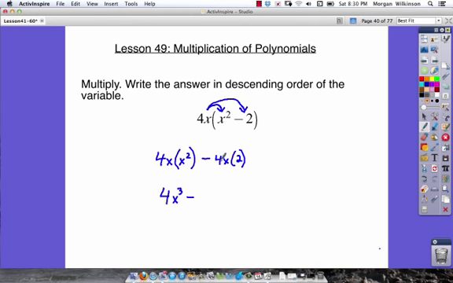Minus, and then we have 4x times 2. Well, 4 times 2, we need to simplify those in order to get 8x. So we get 4x to the third minus 8x. We've written the answer in descending order of the variable. Using the distributive property helps us to simplify this expression. Let's move on to our next example.